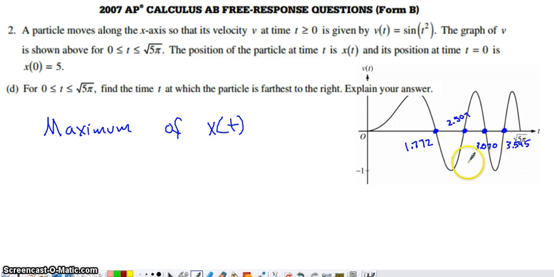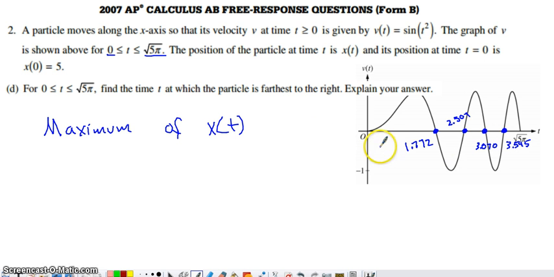So I did take a minute to find all the critical numbers of the function x of t. The derivative, the velocity function, is equal to 0 at these 4 times on the interval from 0 to square root of 5 pi. Our candidates are also going to include these endpoints. Okay, so we basically have 4 locations where the absolute maximum value of x of t can occur: at the endpoints of the interval and at any of these critical numbers between those endpoints.